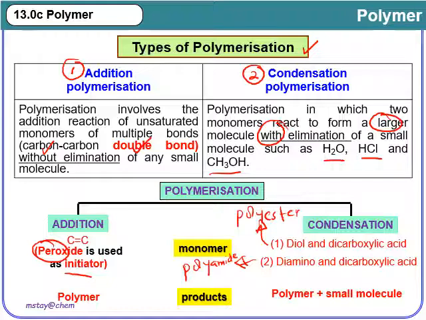And as we mentioned just now, for addition there is no elimination, so we will only have the polymer. While for condensation, it is with elimination, so apart from the polymer, we also get a small molecule.